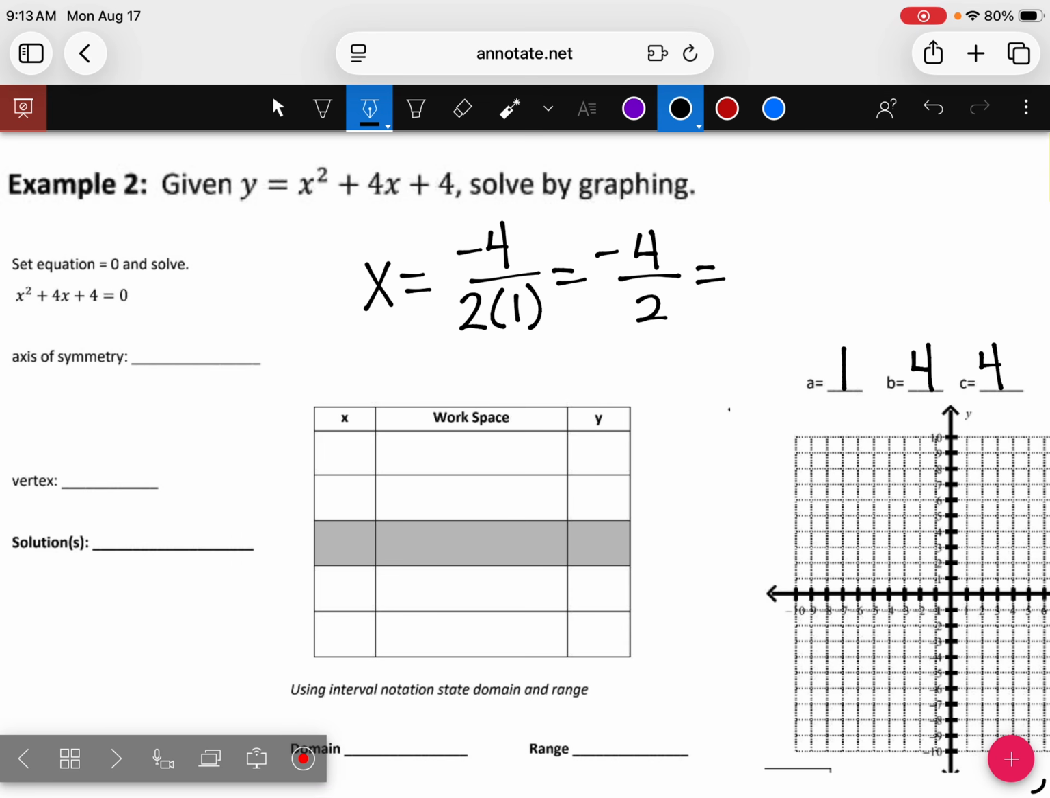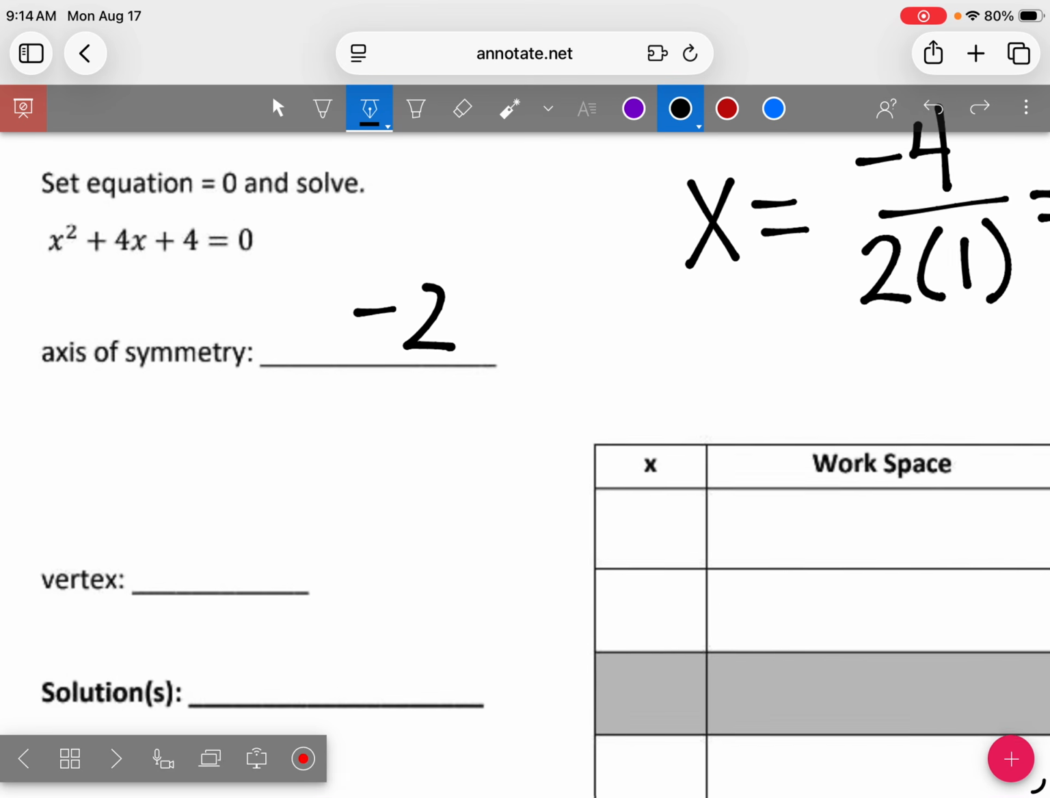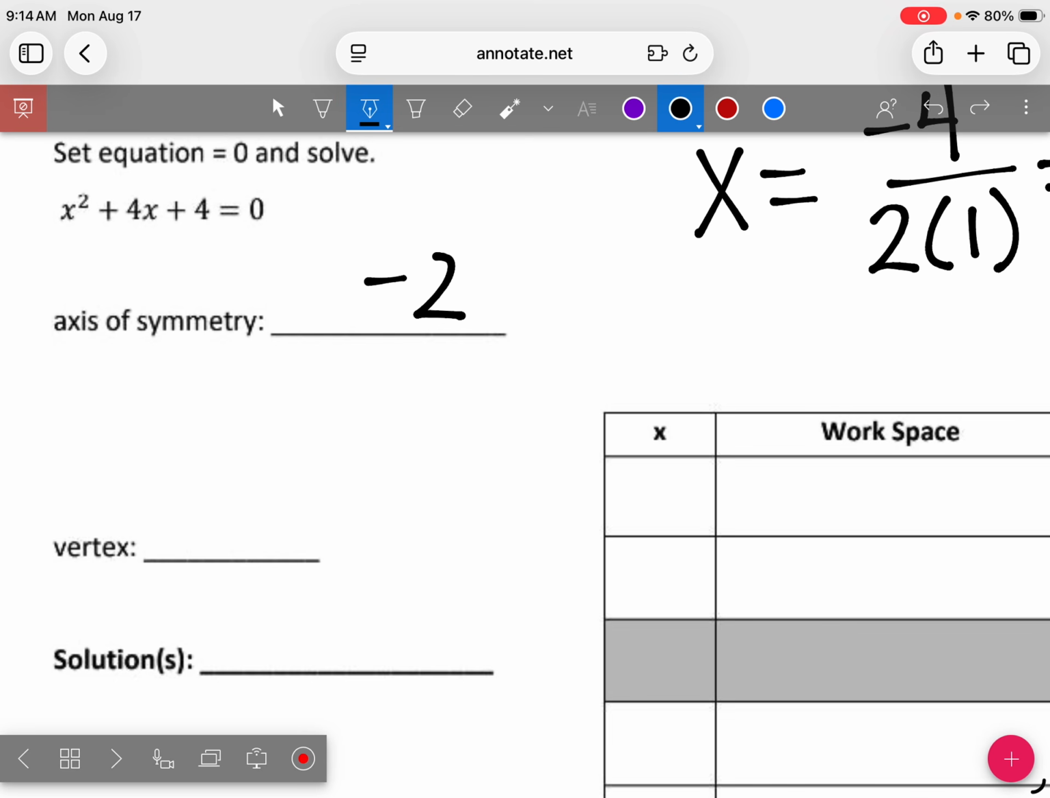So what did we get? What's negative 4 divided by positive 2? Good job. So on the test, because you know it's coming, you got a skill check this week. If you put this, I am not giving you full credit. What do I have to write to get full credit for axis of symmetry? X equals negative 2. You have to put that negative 2, that x equals.